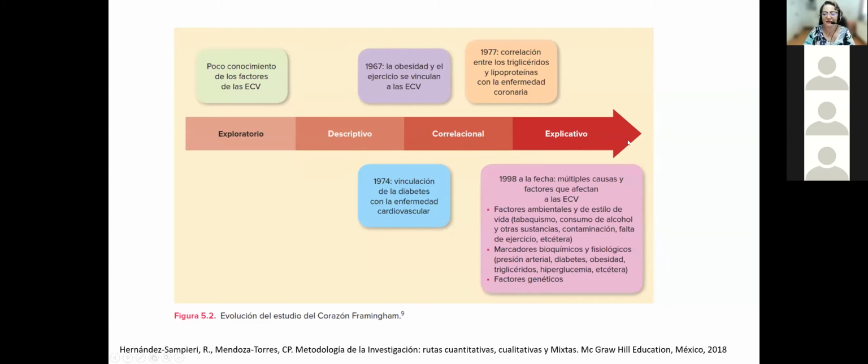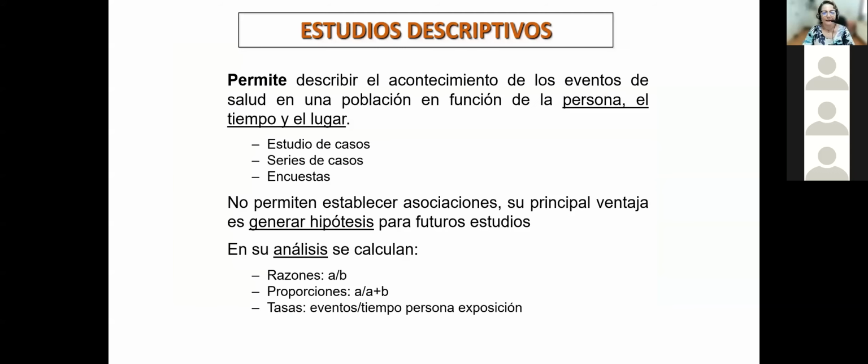And we can carry on. There are many interventional studies and very complex studies that use evidence in different ways. So, descriptive studies, as I said in the beginning, are the following. We use the variables person, time, and place. Like, for instance, is the case of case studies, case series, or surveys. These studies help us create the hypothesis.